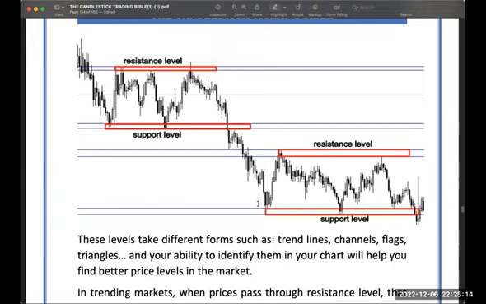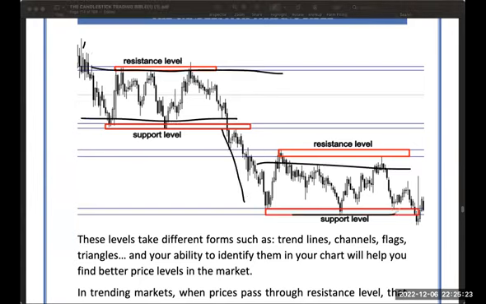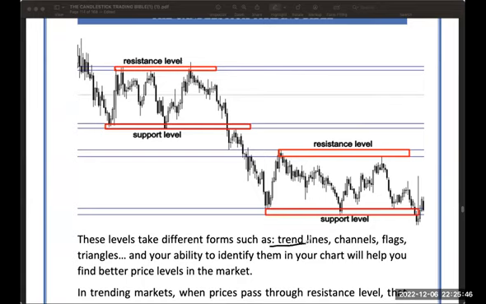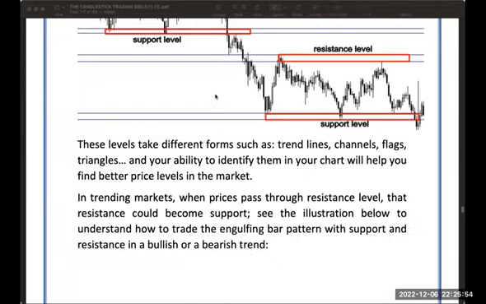Okay, so you can see the market was moving in a downtrend there. At some point, it was ranging. You can see they dropped, they ranged, they dropped, they ranged. So you just need to pay attention to what the price will be doing, right? These levels take different forms, such as trend lines, channels, flags, triangles, and your ability to identify them in your chart will help you to find better price levels in the market. So I believe this is also a lesson on its own. Trend lines, channels, flags, triangles, these are all shapes or patterns which the price makes when it moves.